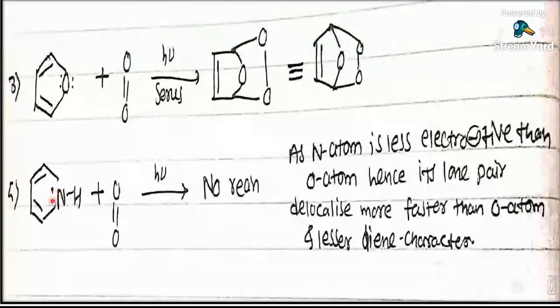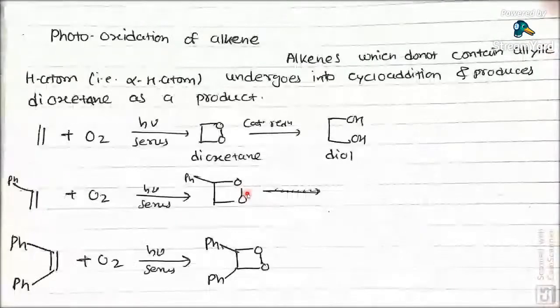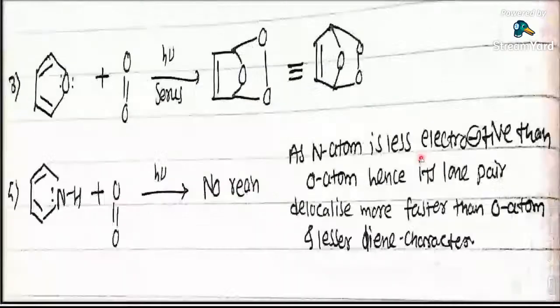these two pi electrons will undergo the delocalization mechanism, and as they are undergoing delocalization, the heteroatom can't sense the presence of these two double bonds, and as a result there will be no reaction. That is, as the nitrogen atom is less electronegative than the oxygen atom, its lone pair delocalizes faster than the oxygen atom, and there will be lesser diene character.